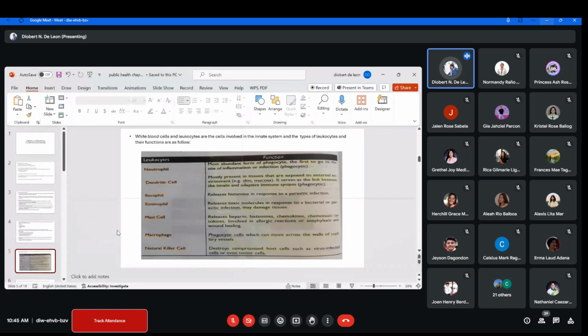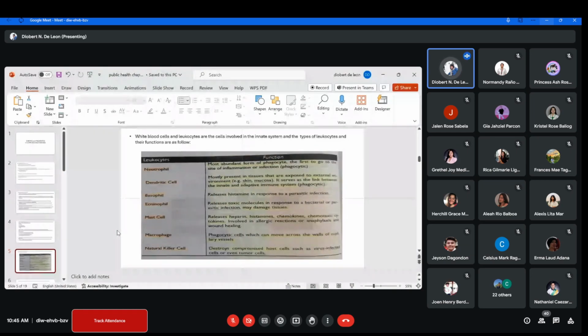Mast cell releases heparin, histamines, chemokines, and cytokines involved in allergic reactions or anaphylaxis and wound healing. That's your mast cell, which is also called a mastocyte. It's actually a large connective tissue cell that contains histamine, heparin, and serotonin, which are released, guys, when you have an allergy, okay, or in response to injury or inflammation.